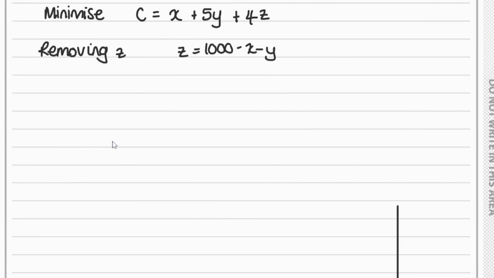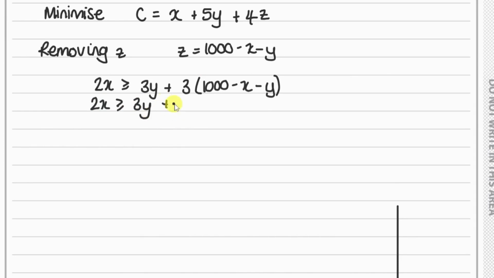Looking at that first inequality, 2x is greater than or equal to 3y plus 3z, which is 1,000 minus x minus y. So 2x is greater than or equal to 3y plus 3,000 minus 3x minus 3y. Carrying on with this, the y's are going to cancel out. We're going to get 5x is greater than or equal to 3,000. So therefore, x is greater than or equal to 600.